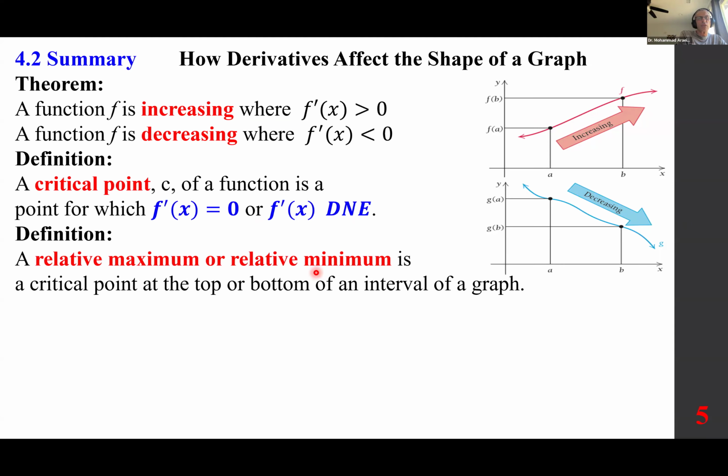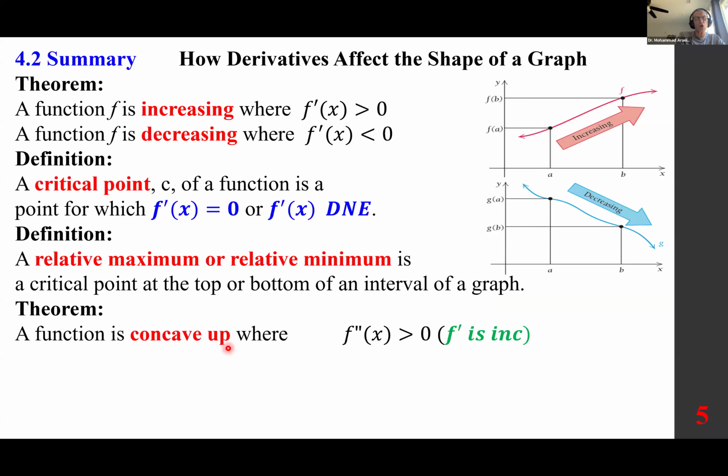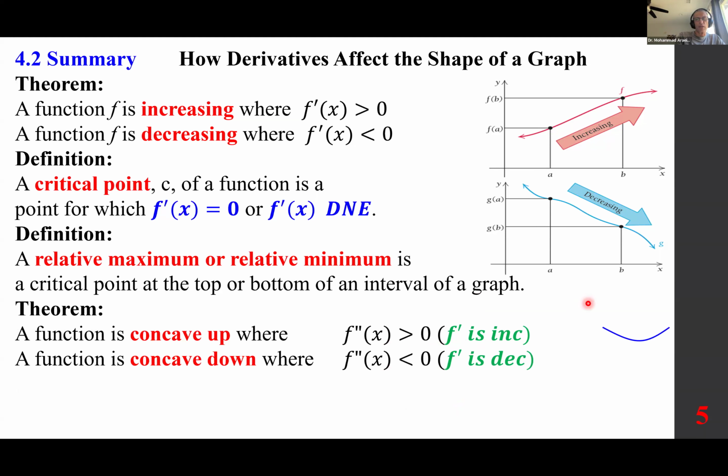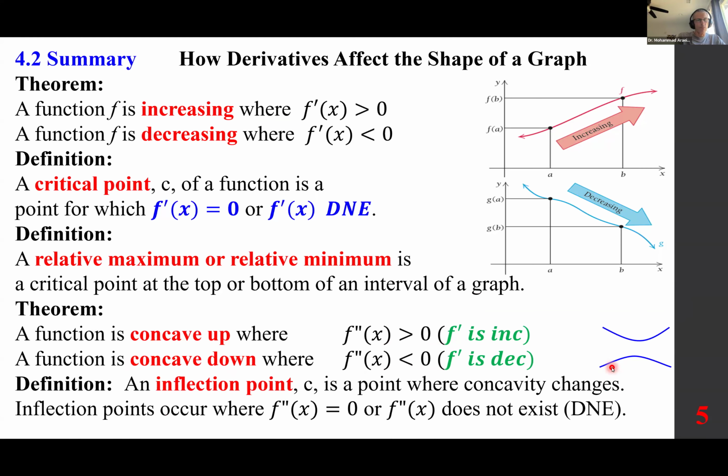A relative max or relative min is a critical point at the top or bottom of an interval of a graph, peaks and valleys. A function is concave up where f double prime is positive, which means f prime is increasing, and it can hold water. A function is concave down where f double prime is negative, which means f prime is decreasing. It cannot hold water, as you recall from pre-calculus.